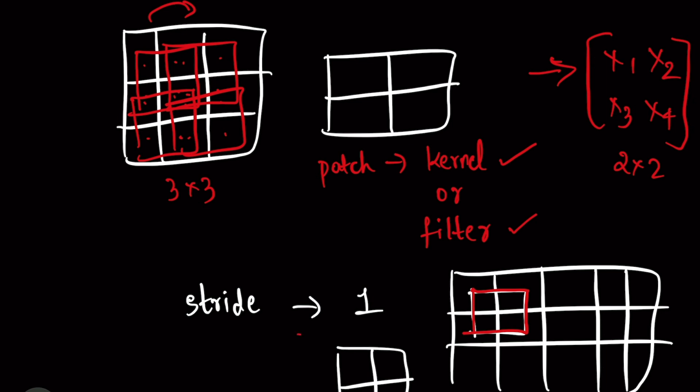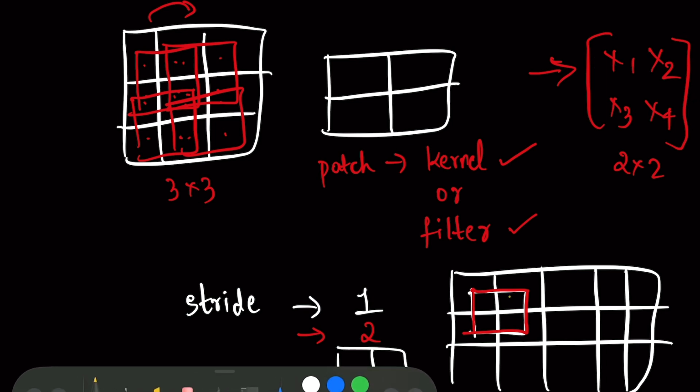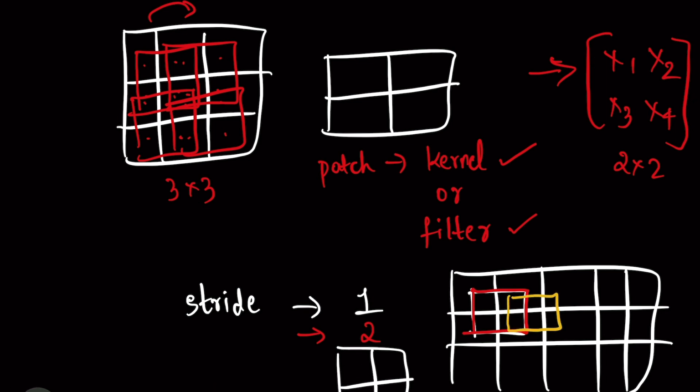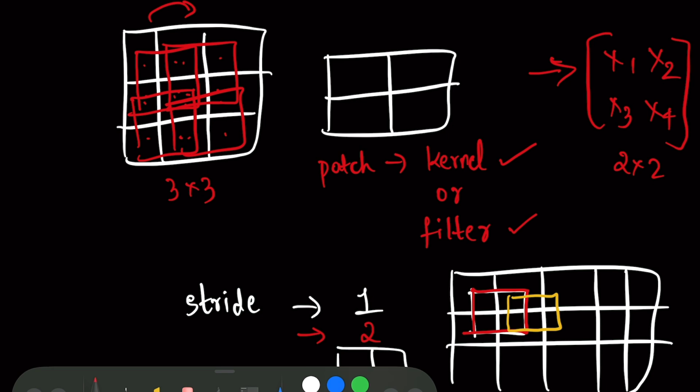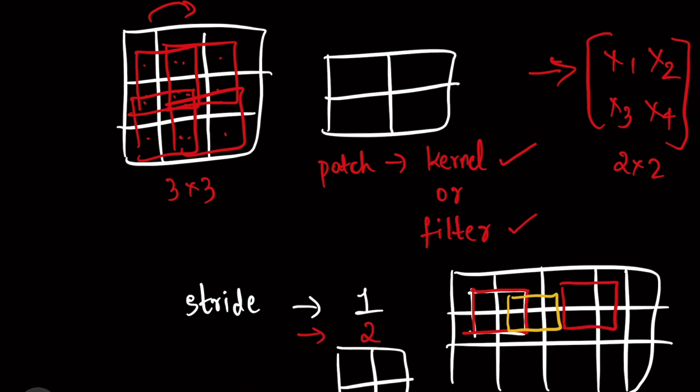Then if I keep my stride as 2, assume it's not 1. So instead of going, let me change the color, instead of going to where the yellow patch would have been, it will actually go over here. So it skips two steps. Assume this is your point of reference. Instead of going one step, it goes to another step. So it takes 2 steps and then performs the analysis there.